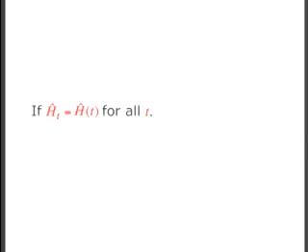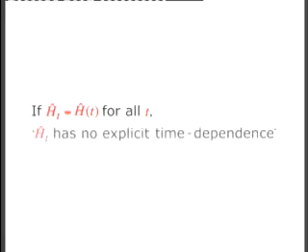Consider the special case where the Hamiltonian is actually the same observable at all times. So then h suffix t does equal some h of t, where h of t is a bona fide observable. In such cases, we say that the Hamiltonian has no explicit time dependence.